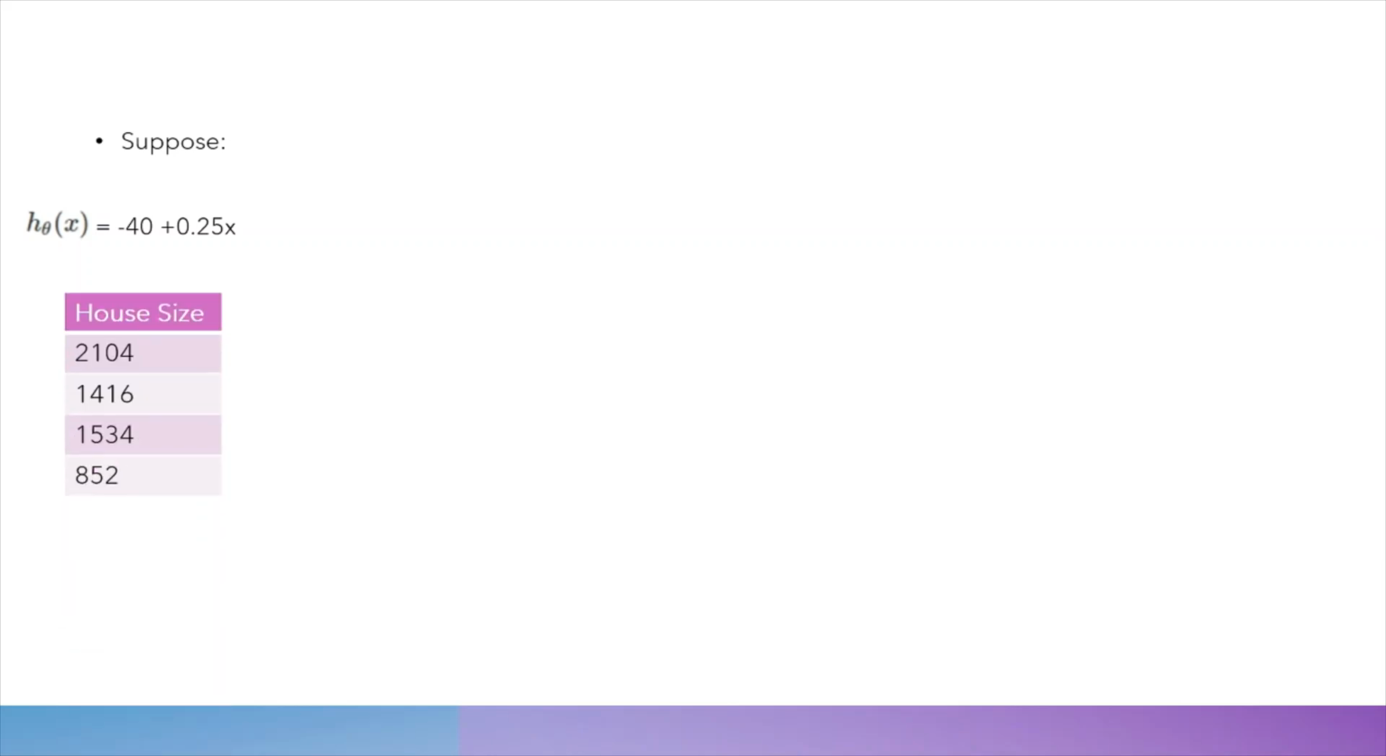So guys, suppose my hypothesis is minus 40 plus 0.25x. Okay, and I have a data of house sizes. So this is my table, and this is my feature x, and over here I have minus 40 and 0.25. This is our theta. So minus 40 is theta naught and 0.25 is theta 1.